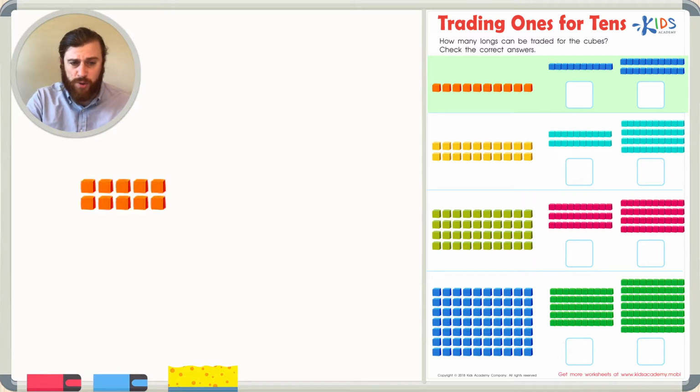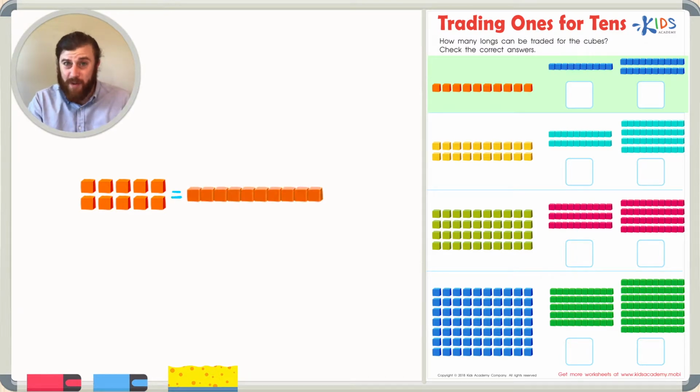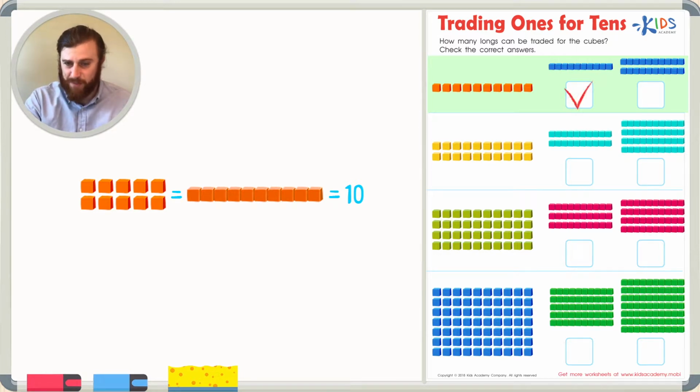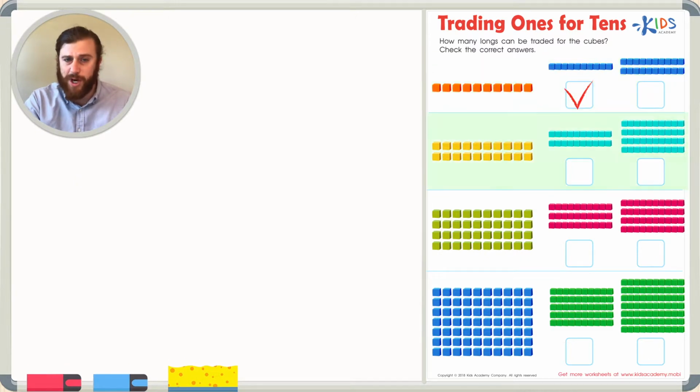Okay, so if we drew out those 10 cubes over here, we can see that if we put them all together, we would get 1 long. Because remember, inside 1 long, there are 10 cubes. So whether you have 10 individual cubes or 1 long, they are both representing the number 10. So I have to look for the answer choice that shows 1 long. And I see that right here as our first answer choice. Let's look at the second problem.